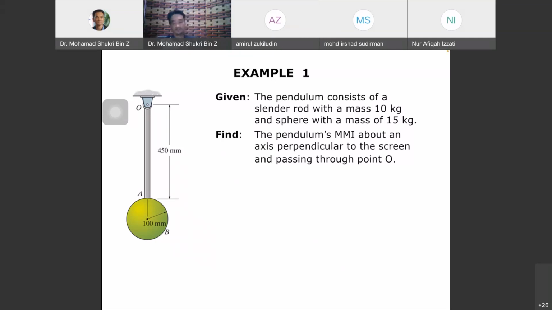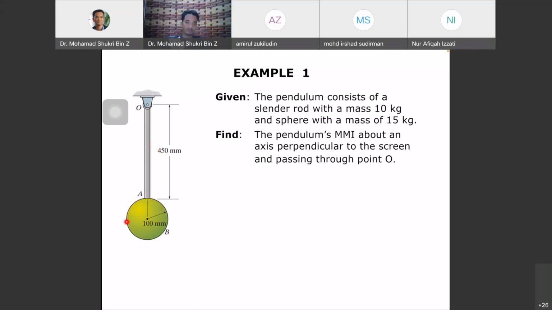Maknanya, we have this cylinder rod, and then we have a sphere kat bawah ni, so dia akan berpusing macam ni lah. So find the MMI pada point O. Maksudnya, dia berpusing pada O. Right? So in this problem you have two geometries. One is the cylinder rod atas ni. The other one you have a sphere.